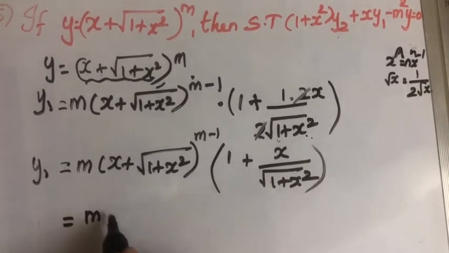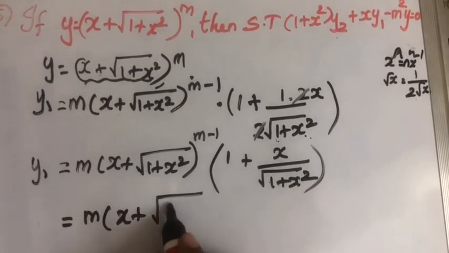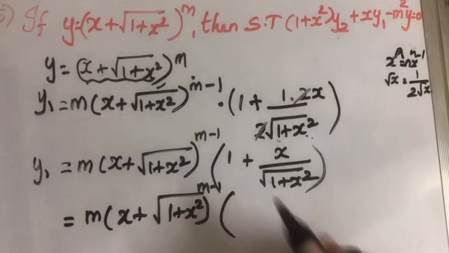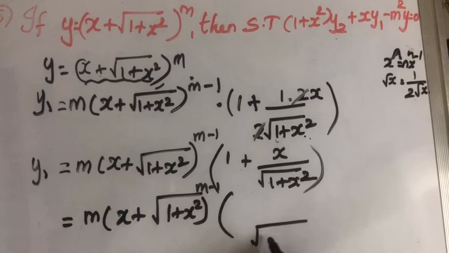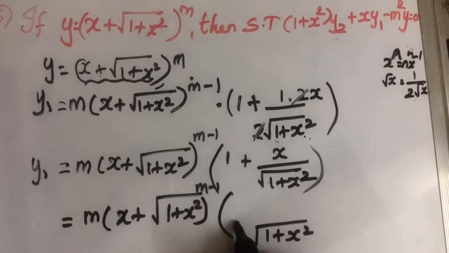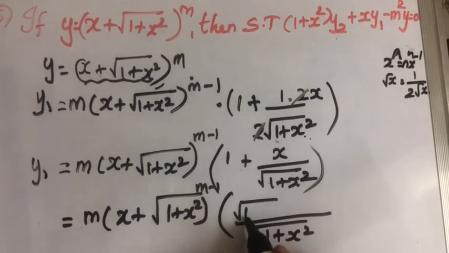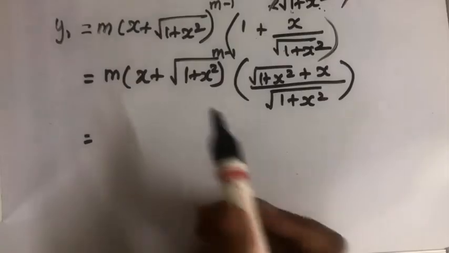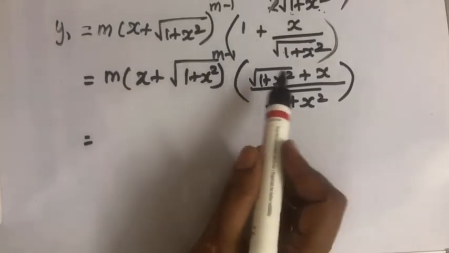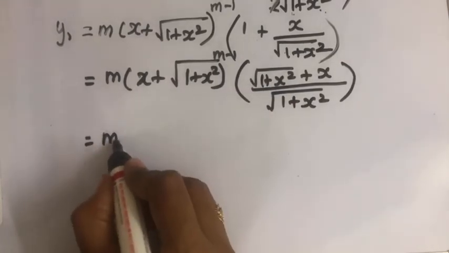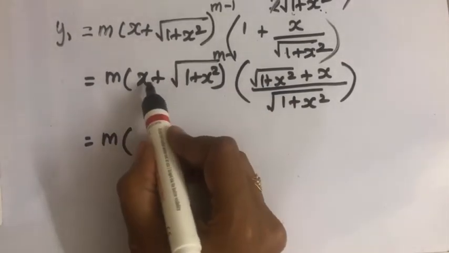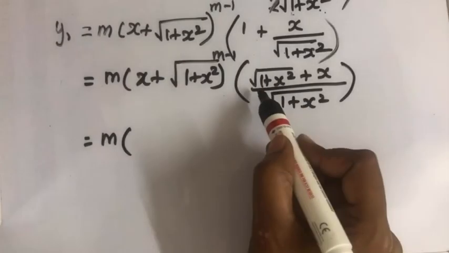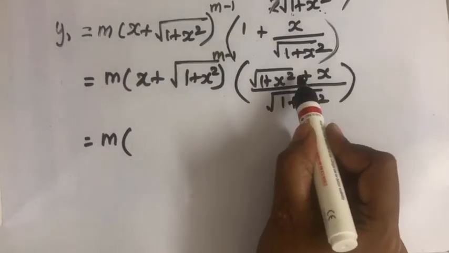So m into x plus square root of 1 plus x square the whole power m minus 1. Here we can take 1 plus x square as LCM. In the numerator we have square root of 1 plus x square plus x. So we can combine these two. That is m into x plus square root of 1 plus x square the whole power m minus 1. Here we have x plus square root of 1 plus x square.